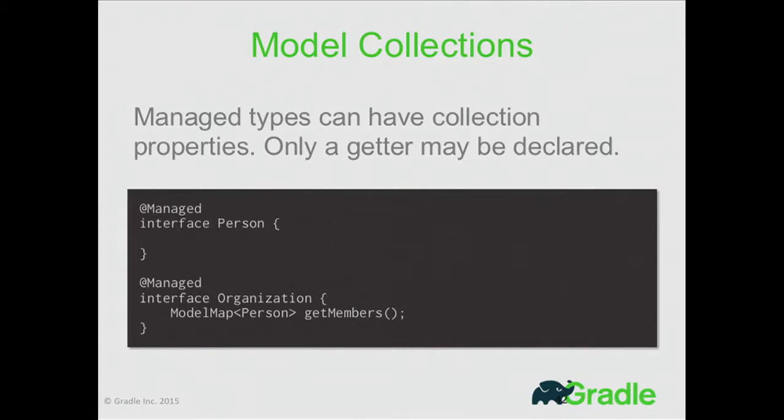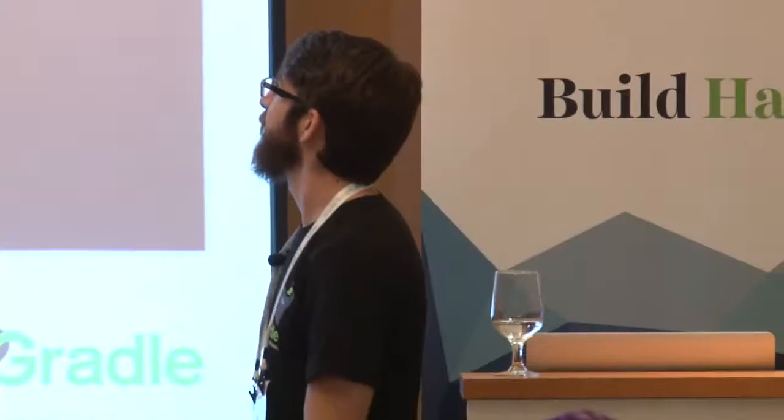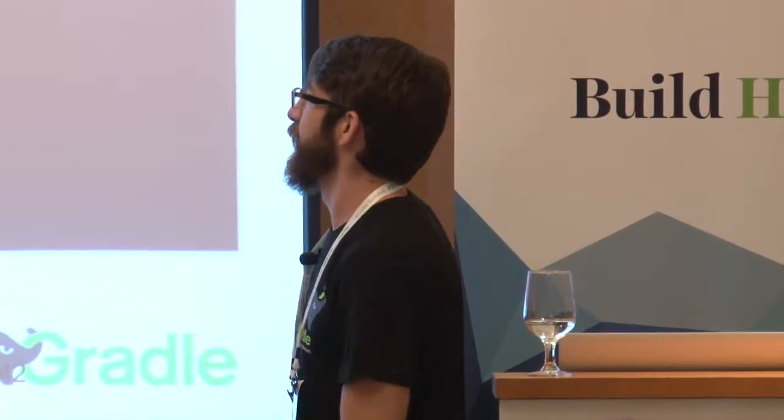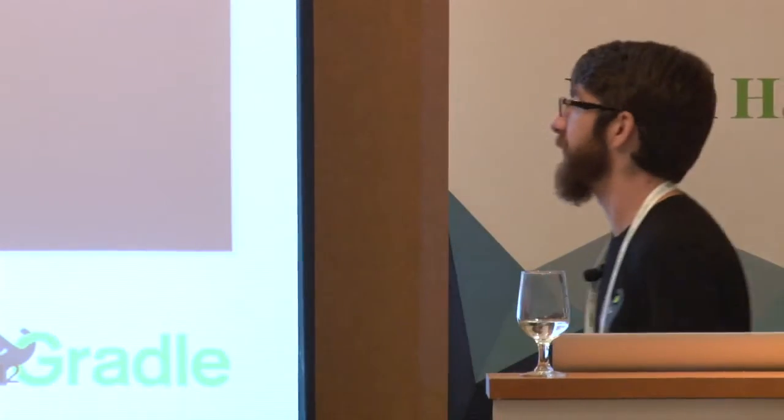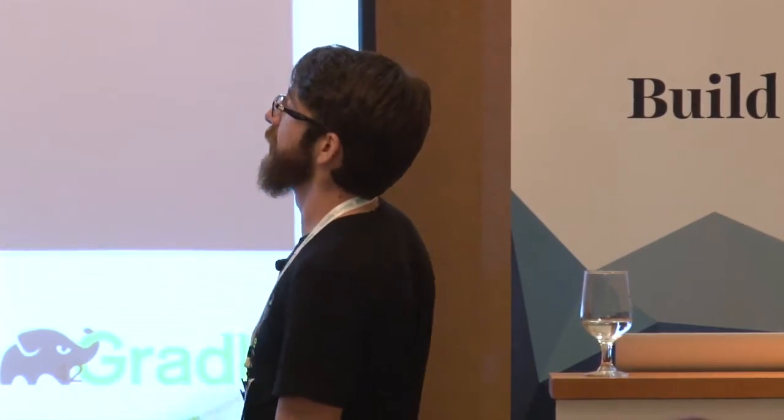So you can nest all this. So I can have managed types that have properties that are collections of managed types, and so on and so forth till you're completely content. So in this case, another, more realistic example would be I have a managed type that's organization, and an organization has a collection of members. And members are person objects, right? In this case, I just put the interface, it doesn't have any properties or whatever, but you get the idea.